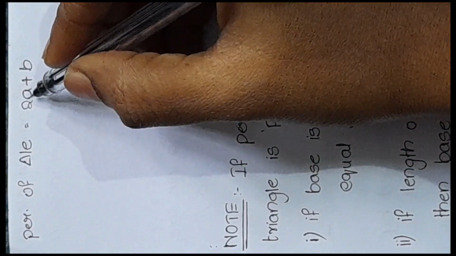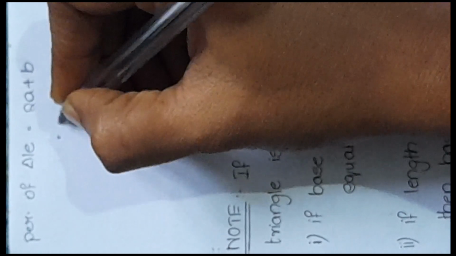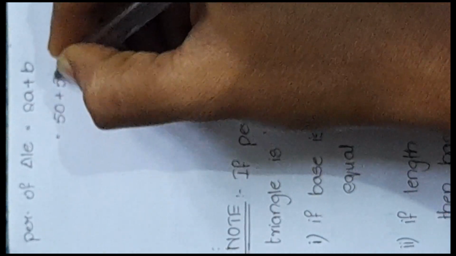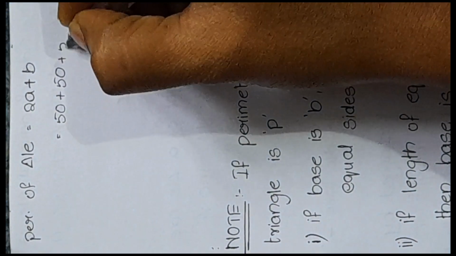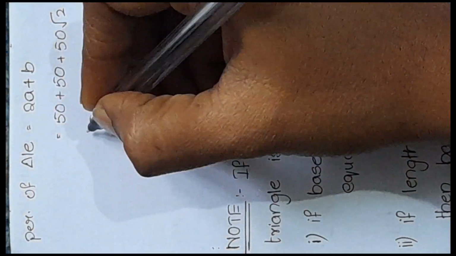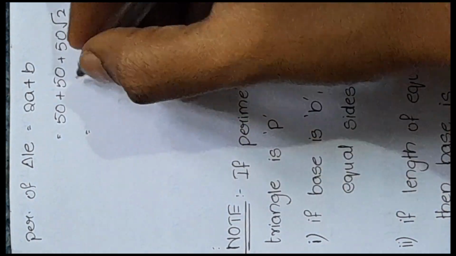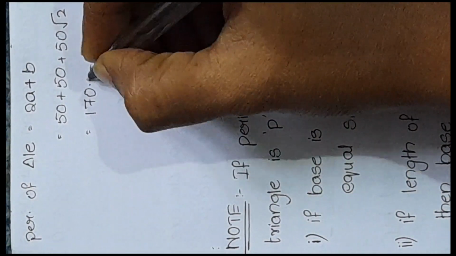Now the perimeter of the triangle formula is 2a plus b. Substitute the values: 50 plus 50, the base is the hypotenuse, so 50 root 2, which is equal to 100 plus 50 root 2. On solving we get 170.73 meters as the perimeter.